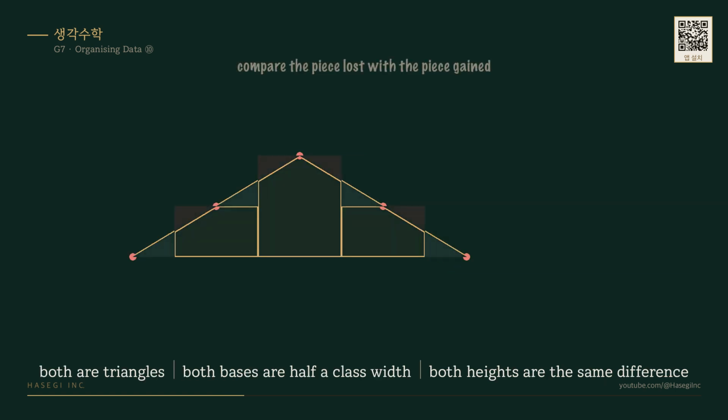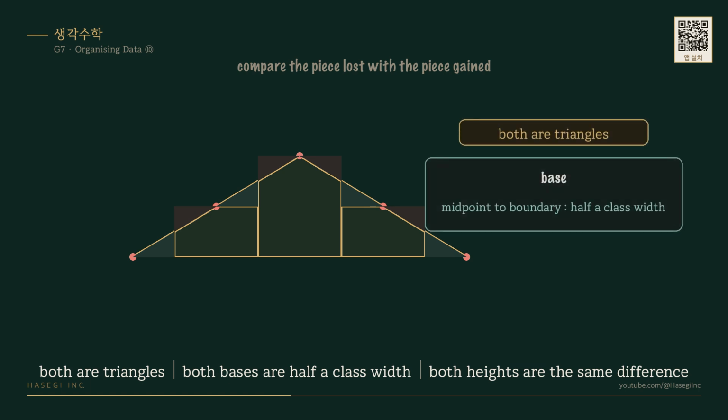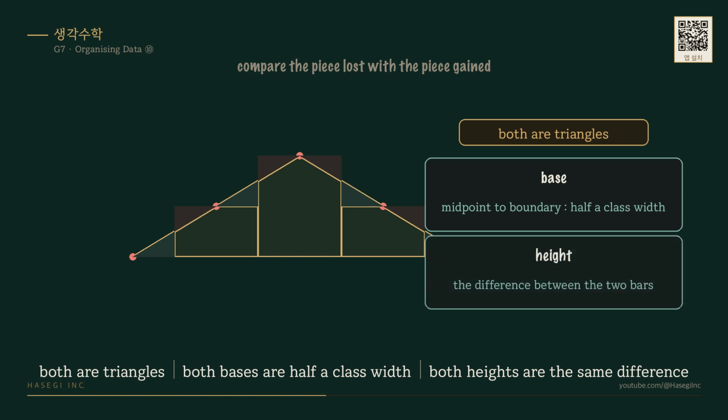Compare the piece cut off with the piece added on. Both are triangles, and both have a base running from a midpoint to the boundary, which is half a class width. Their heights are the difference between the two bar heights, and since the same segment makes both, those match too. Equal base and equal height means equal area.